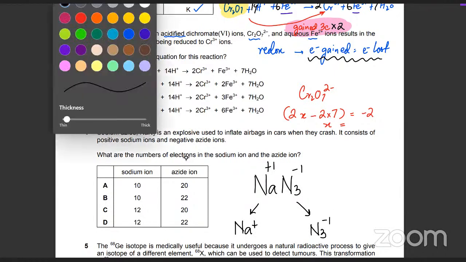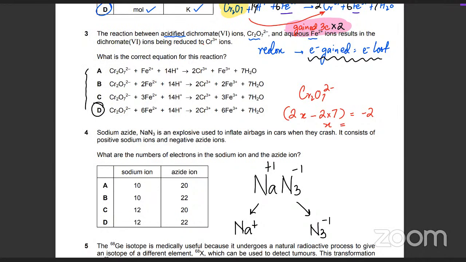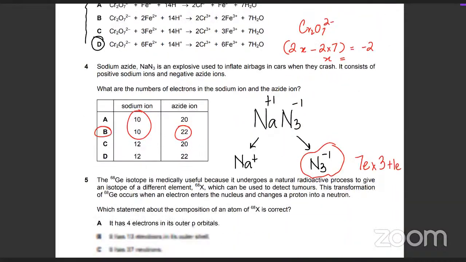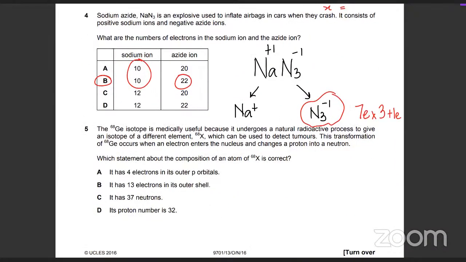So Na is 11 in the periodic table. So how many electrons will there be? That's 10, right? One N has 7 electrons. So how many electrons do you have over here? Oh, no. One N has 7 electrons. So how many N's do you have? You have 3 of them, right? 21, and it's got a -1 charge, so that means there's 1 extra electron. So it's going to be 22. So the answer will be B. Okay, clear? Yes, sir.